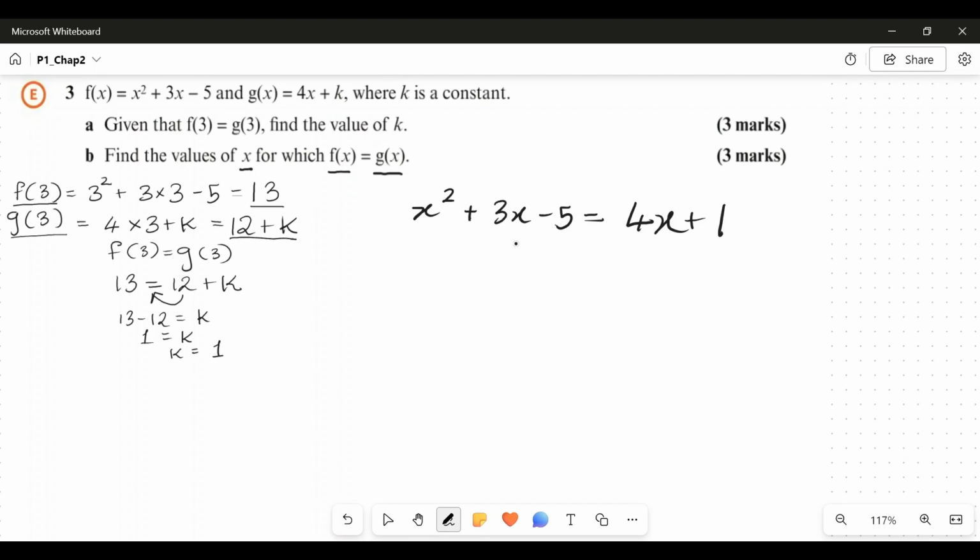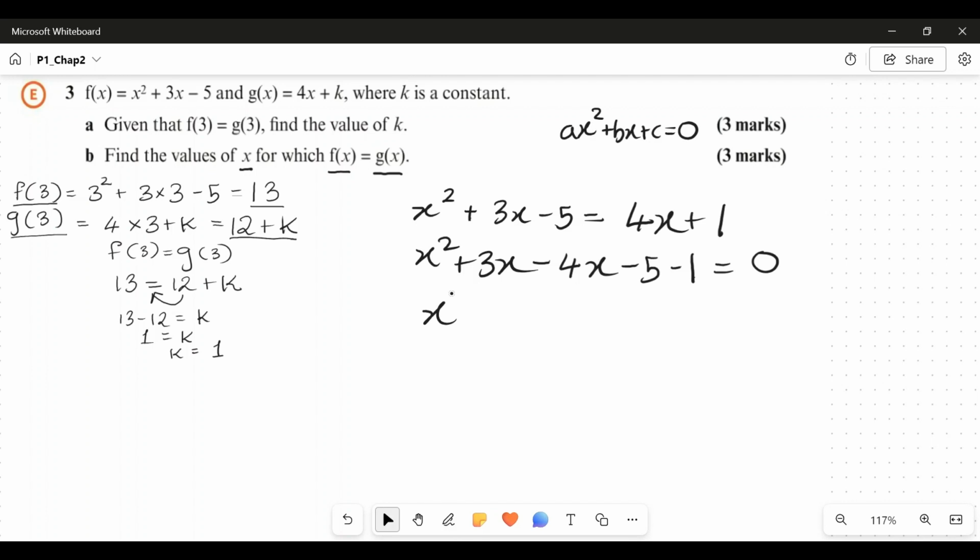To solve this equation, we need to bring it to the form of ax squared plus bx plus c equals 0. So x squared plus 3x, we're going to bring this 4x to the other side of the equation. So that's minus 4x. We have minus 5, and this plus 1 can be brought to the other side as minus 1. That equals 0. So x squared, 3x minus 4x is minus x, and minus 5 minus 1 is minus 6. So that's our new equation.